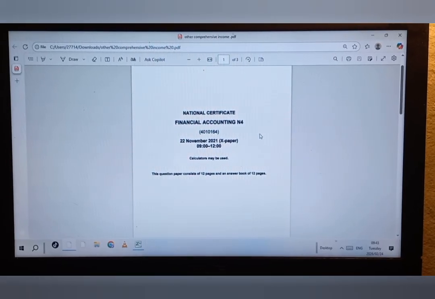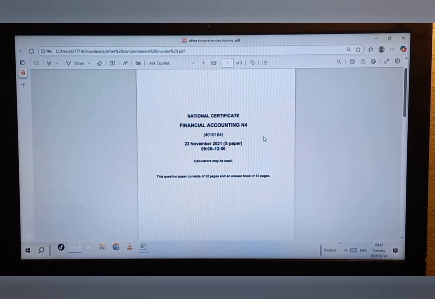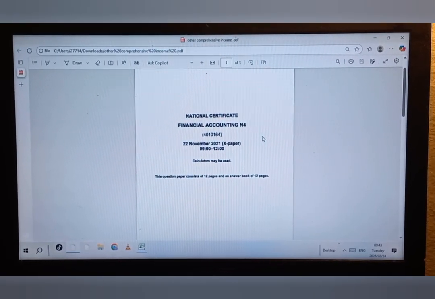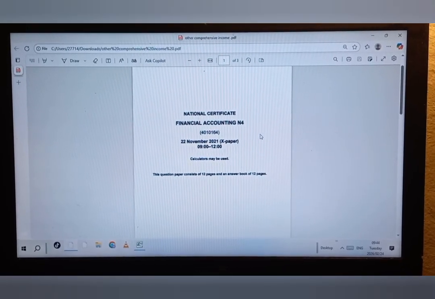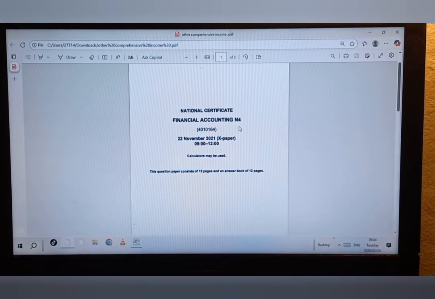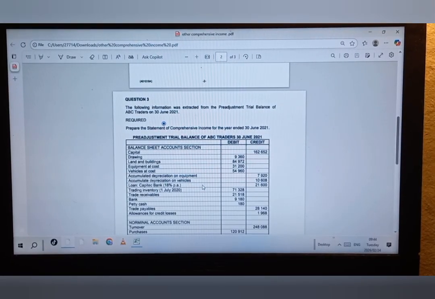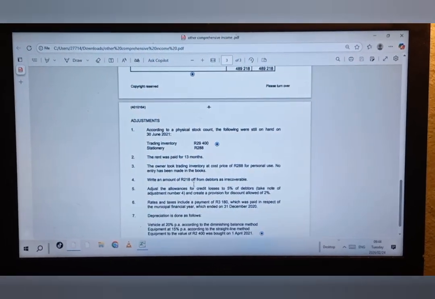Today's topic is statement of comprehensive income. For N4 and N5, step-by-step explanation and practical examples. For N6 is the same format but adding a few things which will be done in the next video. I'll be using the November 2021 N4 question paper. On question 3, we are given our trial balance and then also our additional information.